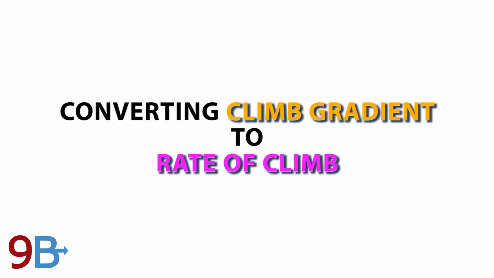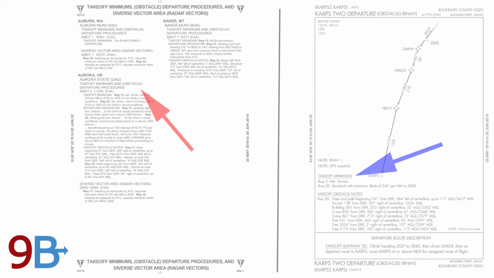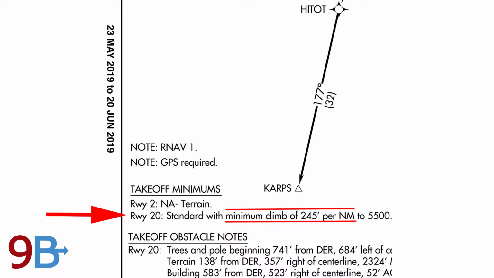So, for those of you with no background, if you are flying an instrument departure procedure, there's usually a climb requirement, and they don't give it to you in feet per minute, they give it to you in feet per nautical mile, because as your ground speed changes, so does the required climb rate in feet per minute.